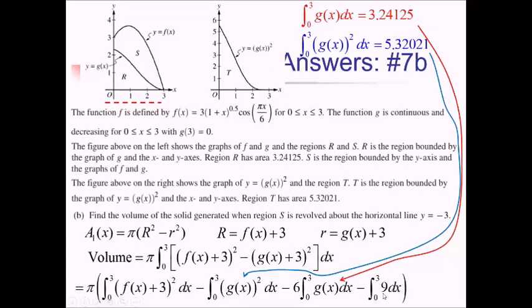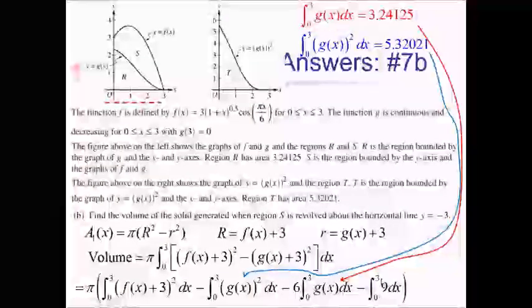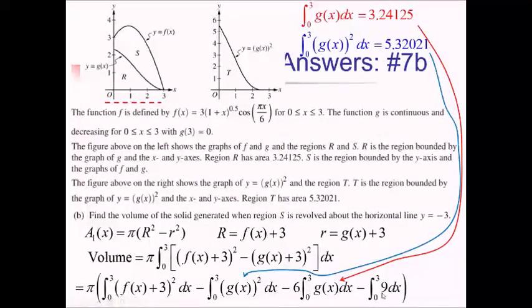And then for this last piece, well, this isn't going to be so bad. I could do this without a calculator, actually. This is just the area of a rectangle with a base of 3 and a height of 9. So 3 times 9 there is just going to give us 27. All right, let me plug all that in my calculator now.